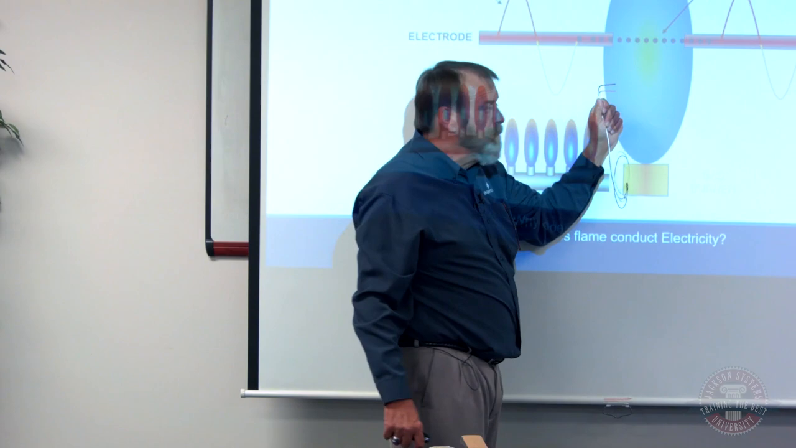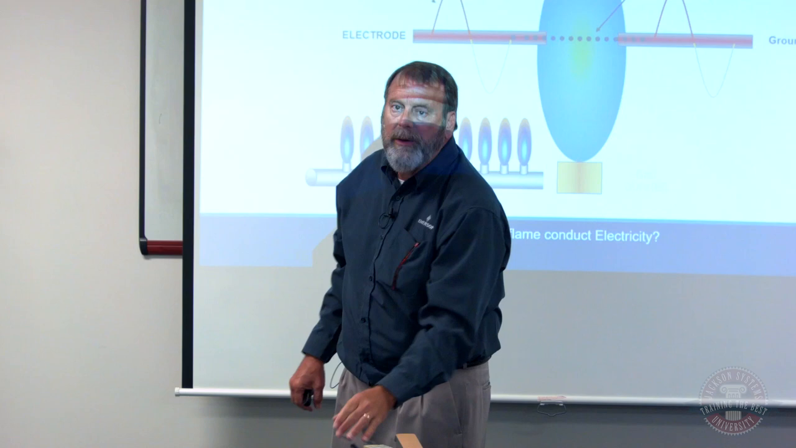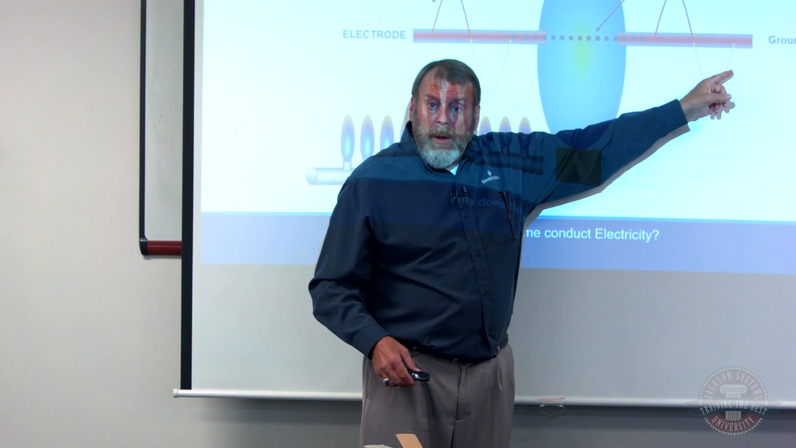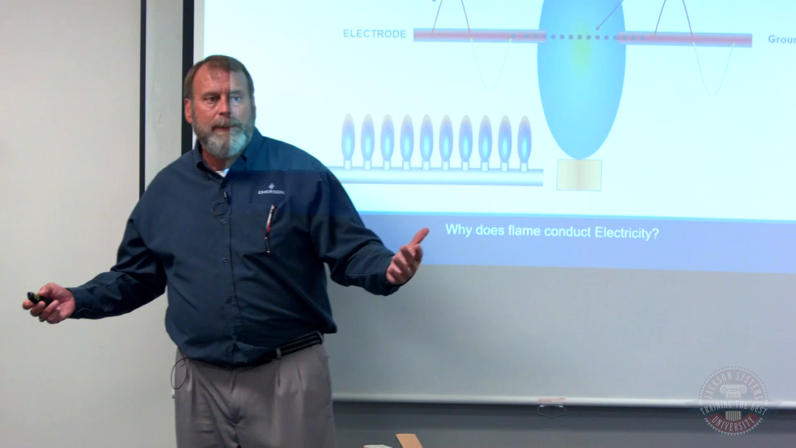And where is ground inside of a furnace? It's the entire burner vestibule. It's all metal. We don't use plastic on burners. We use metal, and it's conductive. So anywhere the flame is touching, it's hitting ground. So the flame is there. If there's no flame, what happens? Nothing. Because you don't have a path to ground, electrons don't flow. You've got to have flame present.